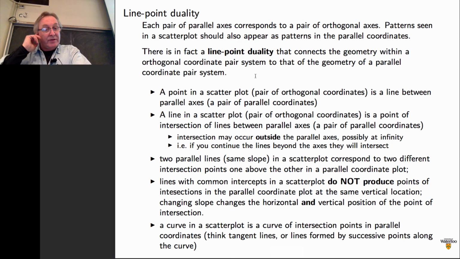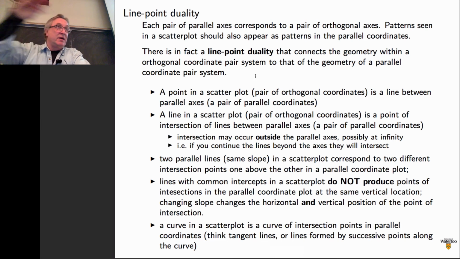Right, you can't interpret lines with common intercepts in a scatter plot as producing points of intersection in the parallel coordinate plot at the same vertical location. The change in the slope moves things around in the horizontal and vertical position. And a nice smooth curve, like a conic in a two-dimensional Cartesian system, will look very much like a curve in the parallel coordinate system, largely because you're following tangent lines around that conic.